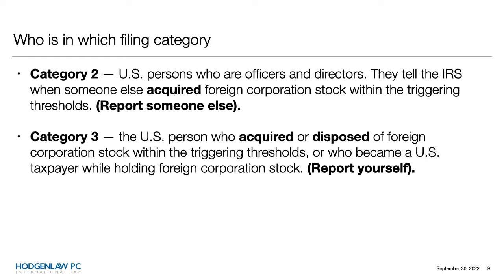But here again, the key thing to take away from this is there's a trigger that you acquired or disposed of enough stock, and again, it's a 10% threshold that you have to report for yourself, and it's just a one-time thing. It doesn't carry any tax liability. It doesn't make an income inclusion or anything like that. It's just a reporting function.